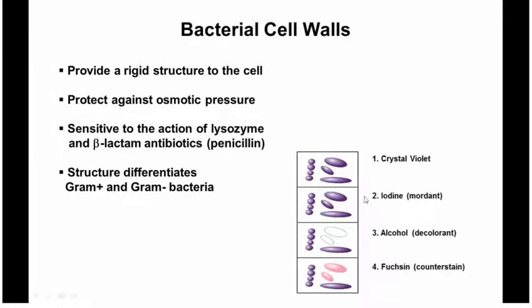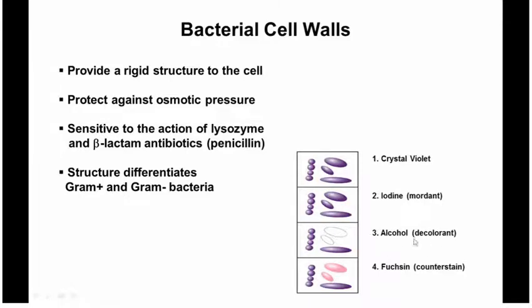The second step is to treat the stained cells with iodine, which is called the mordant. Apparently this is a term from the dyeing industry. And this is going to form large complexes between the crystal violet, positive charge, and the iodine, negative charge, and make it more difficult to wash out the stain from the cells.